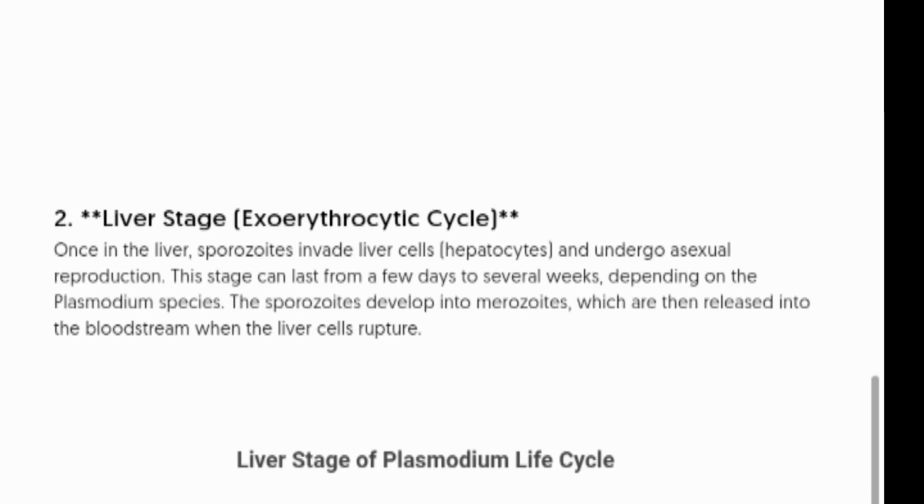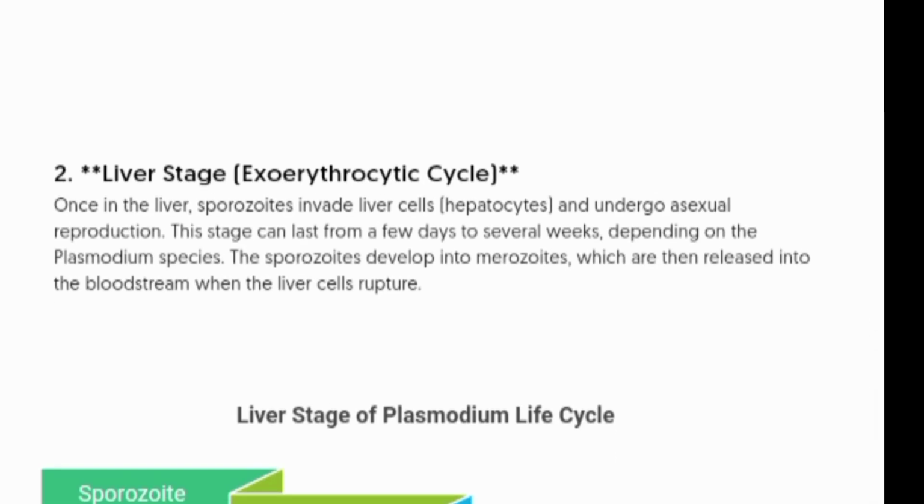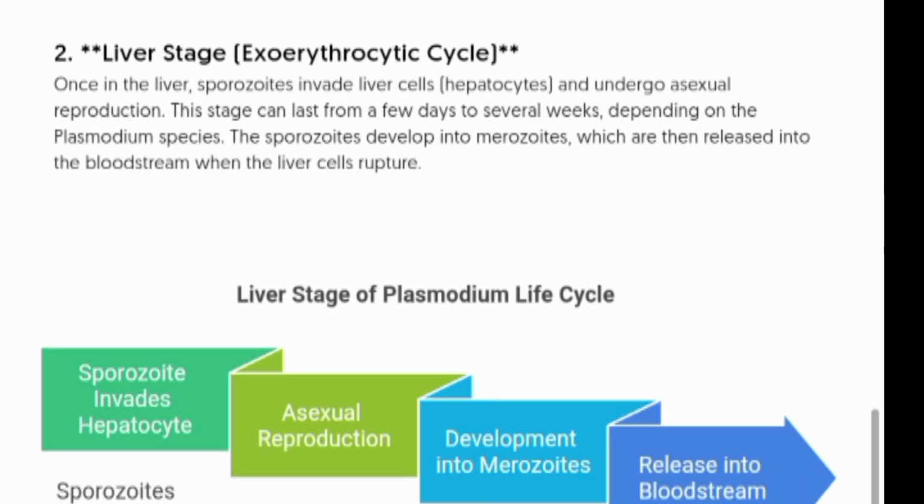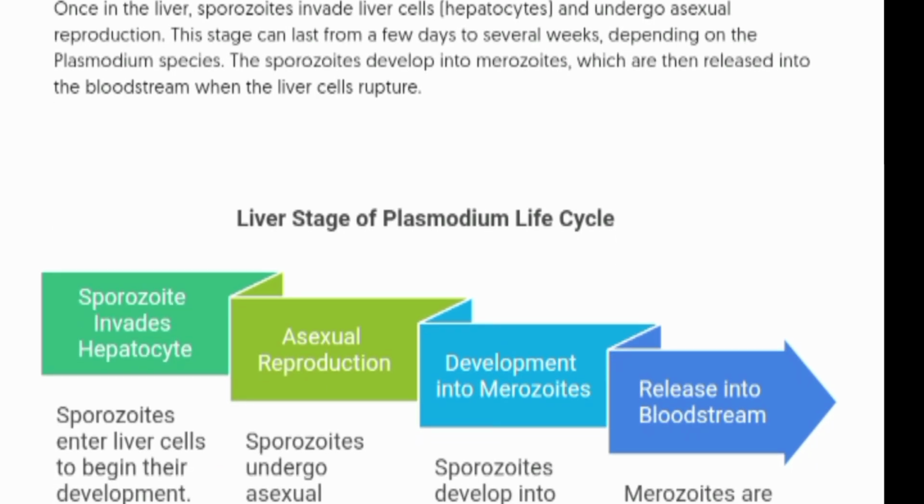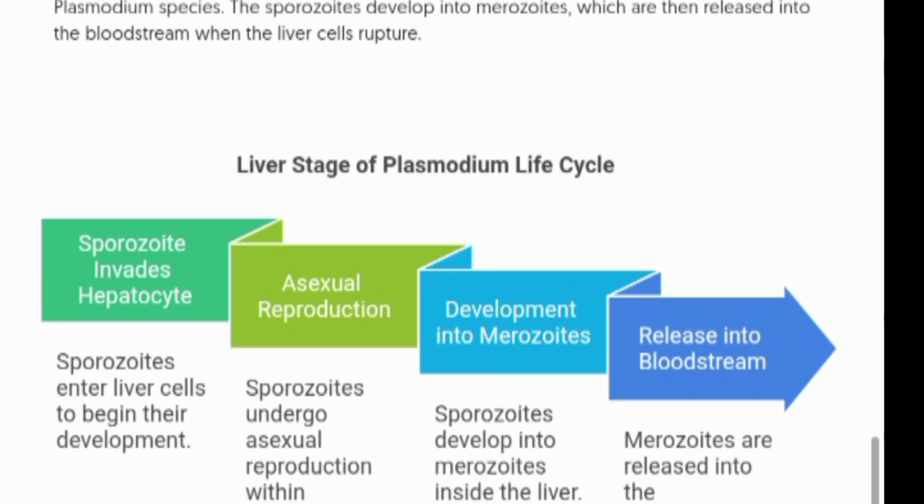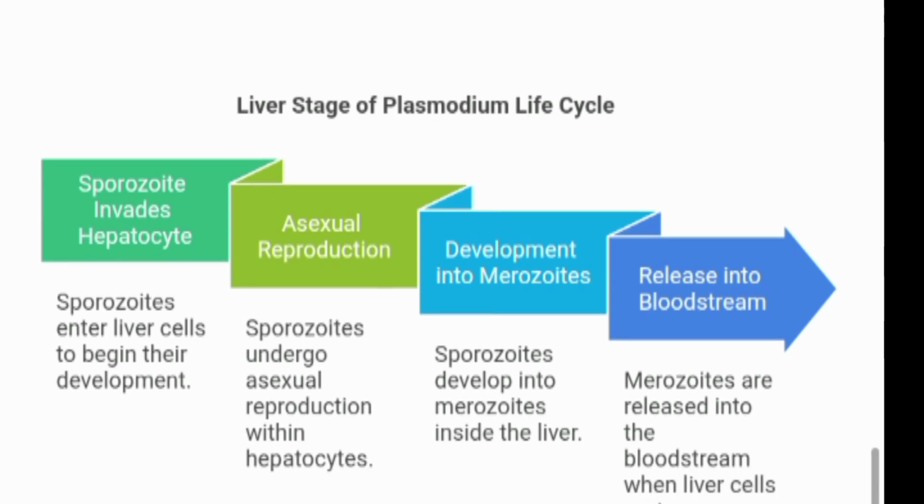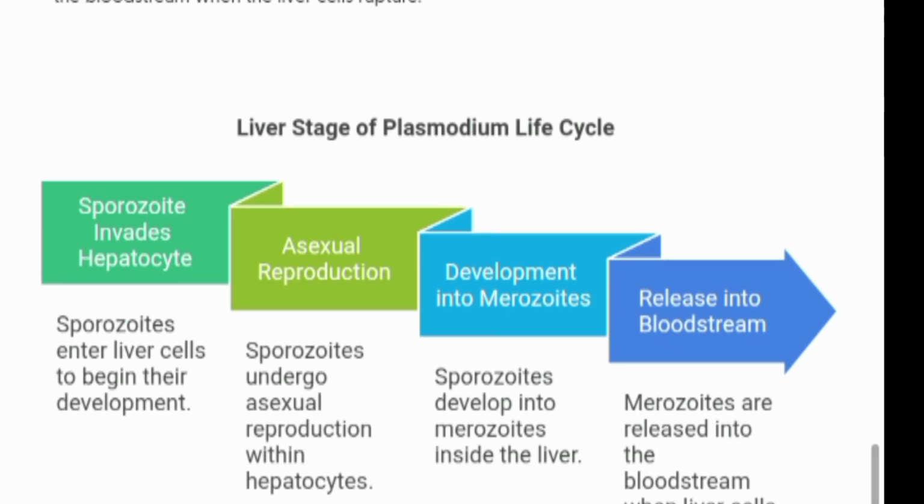Second is the liver stage. Once in the liver, the sporozoites invade liver cells, or hepatocytes, and undergo asexual reproduction. This stage can last from a few days to several weeks, depending on the Plasmodium species. The sporozoites develop into merozoites, which are then released into the bloodstream when the liver cells rupture.